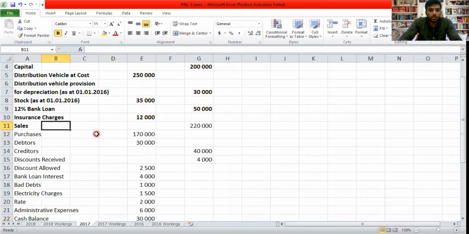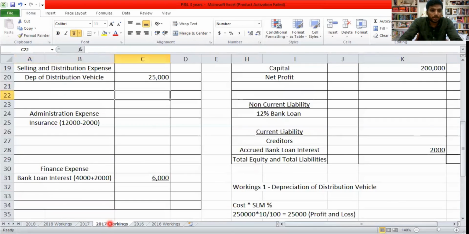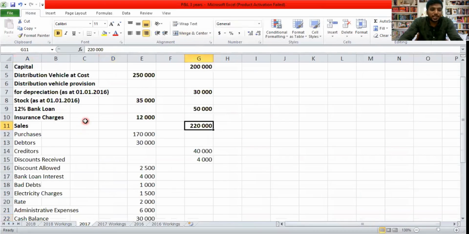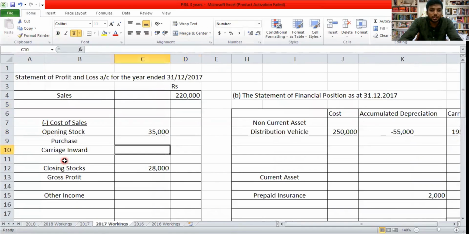Sales is 220,000. It's better to record sales. So we move on to sales. Okay, sales 220,000. So we have recorded sales also. Then we move on to 2017 purchases, 170,000. I'm going to record that under purchases and the cost of sales, 170,000.